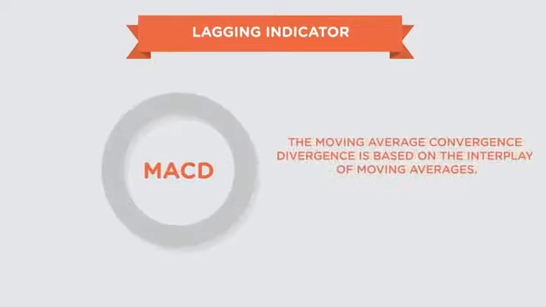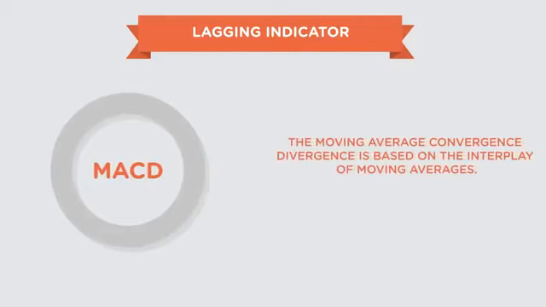Now, the MACD is actually pronounced as the "MAC-D". It's short for Moving Average Convergence Divergence. Since the MACD is based on the interplay of moving averages, it's categorized as a lagging indicator. Nevertheless, due to its simplicity and accuracy, it's arguably the most used indicator for all kinds of markets.